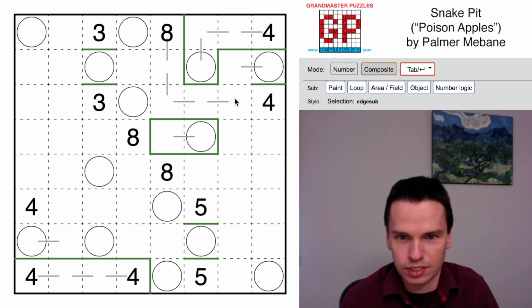This could be 5, 6, maybe 7, 8. So this doesn't necessarily have to come down, but it does have to come to this cell, which means this 4 has to come here.